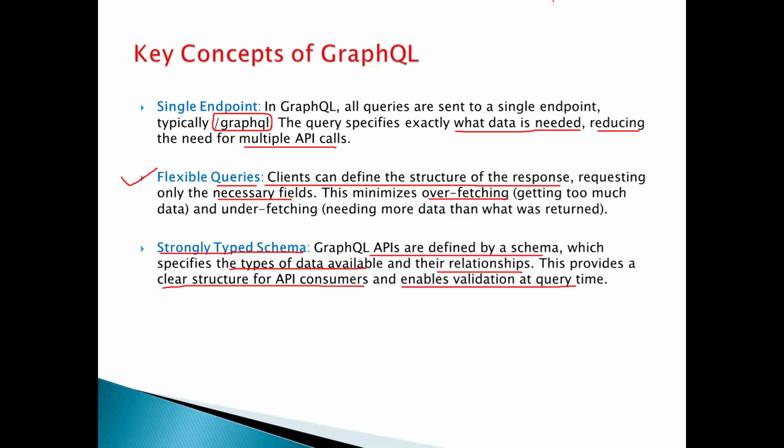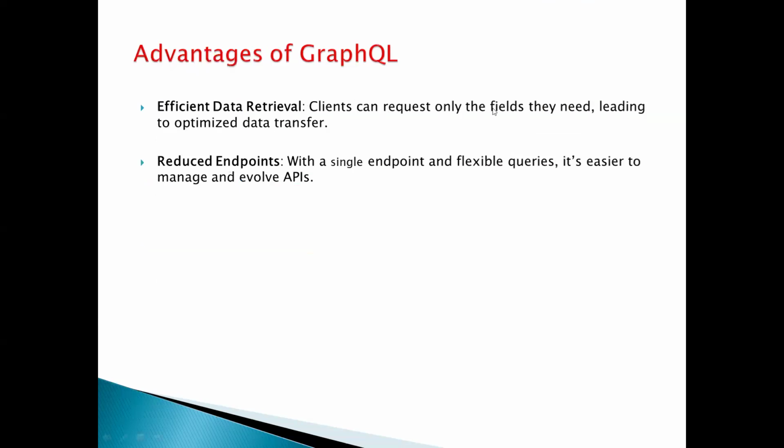These are the concepts, the advantages. I highlighted the advantages: efficient data retrieval and reduced endpoints. These two are the main purpose. Some subscriptions are also available, that's okay. Now to get the data, the client can request only the fields they need, leading to optimized data transfer. And with a single endpoint and flexible queries, it is easier to manage and evolve the APIs as well.